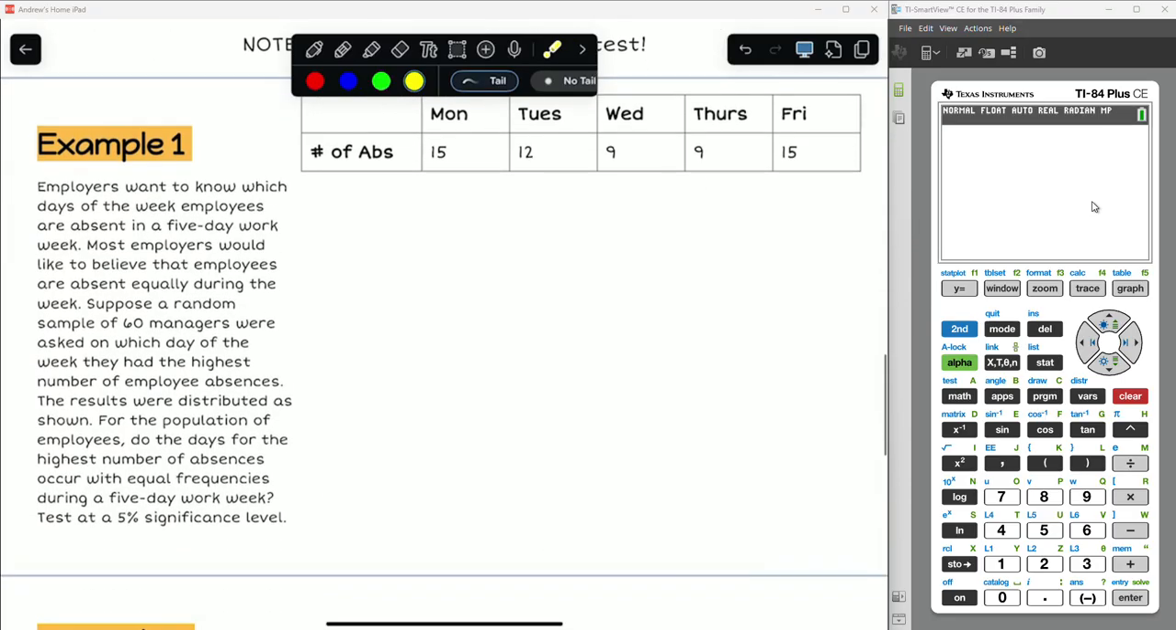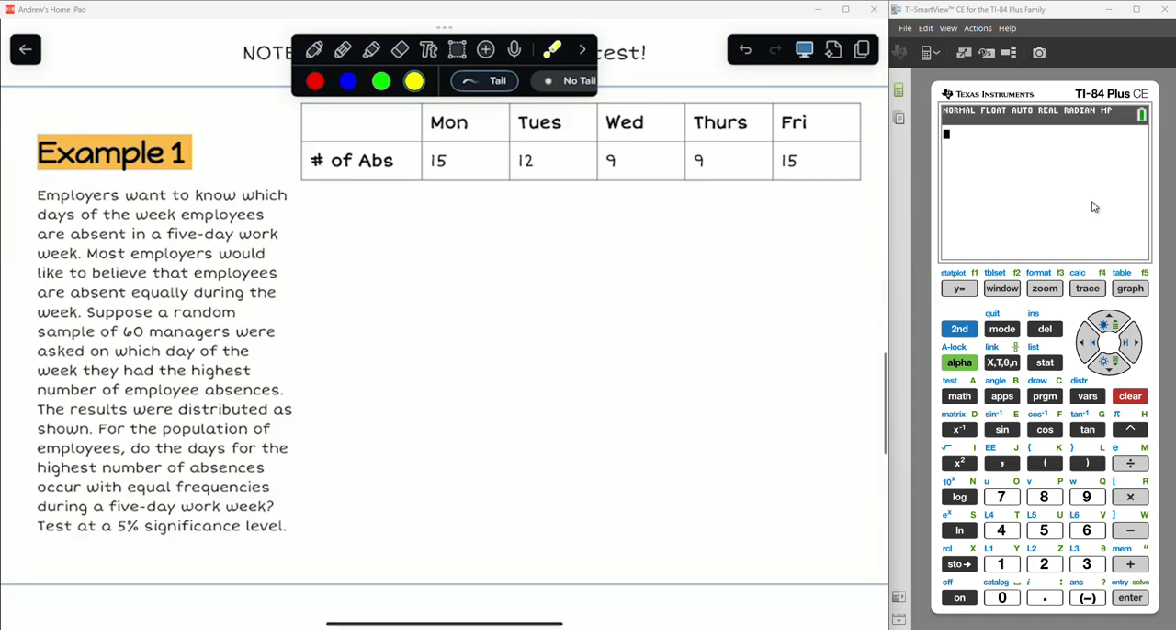So first example says employers want to know which days of the week employees are absent in a 5-day work week. Most employers would like to believe that employees are absent equally during the week. Suppose a random sample of 60 managers were asked on which day of the week they had the highest number of employee absences. The results were distributed as shown. For the population of employees, do the days of the highest number of absences occur with equal frequencies during a 5-day work week? Test at a 5% significance level.